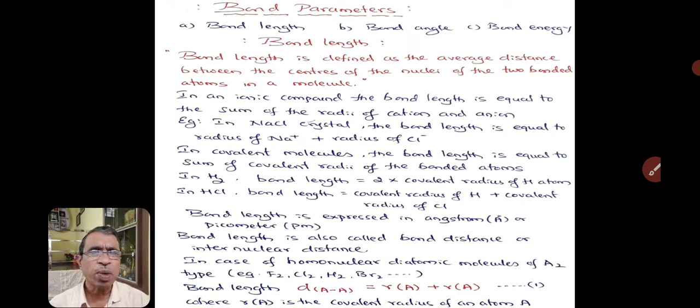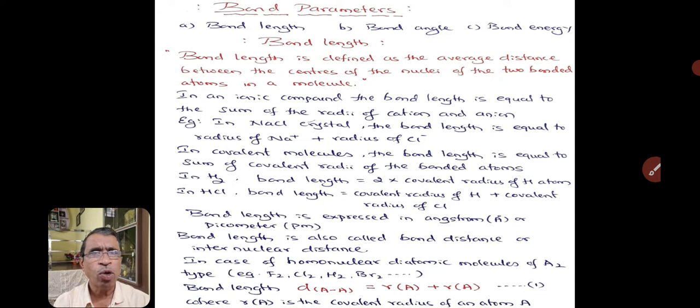Bond length is expressed either in angstrom, nanometers, or picometers. Angstrom is 10 raised to minus 8 meter. Picometer is 10 raised to minus 12 meter. And nanometer is 10 raised to minus 9 meter. Bond length is also called bond distance or internuclear distance.